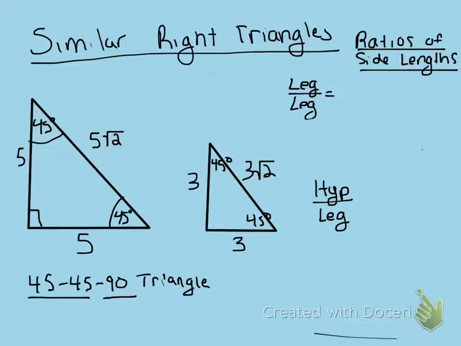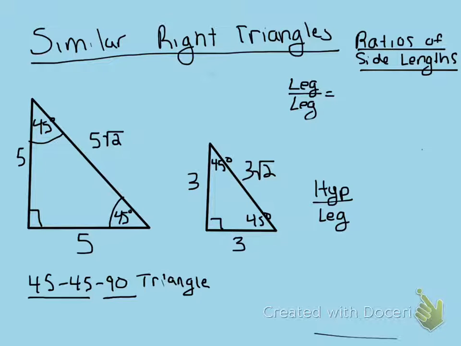In this video, we're going to be talking about similar right triangles. So on the screen, you have two similar right triangles. We know that they're similar because all of the angle measures are congruent across the triangles. These are what we refer to as 45, 45, 90 triangles, meaning they have two 45-degree angles and one 90-degree angle.